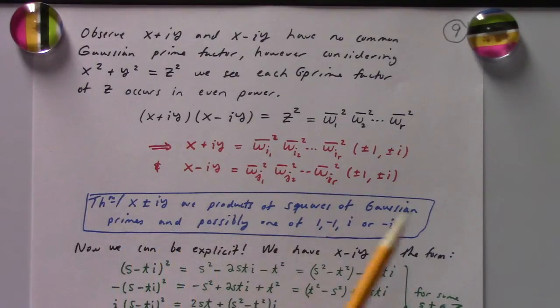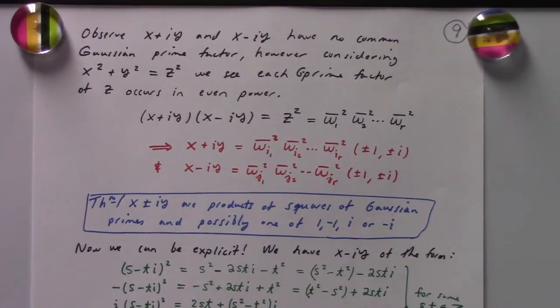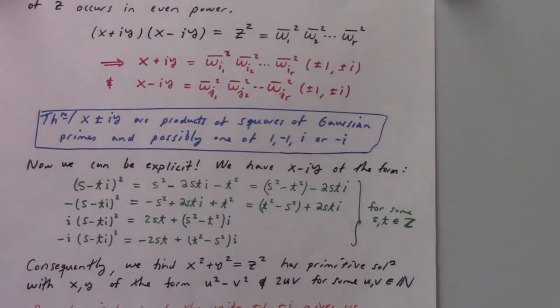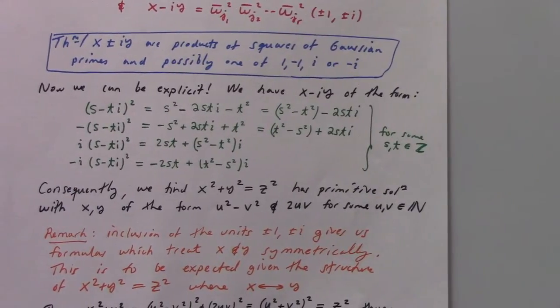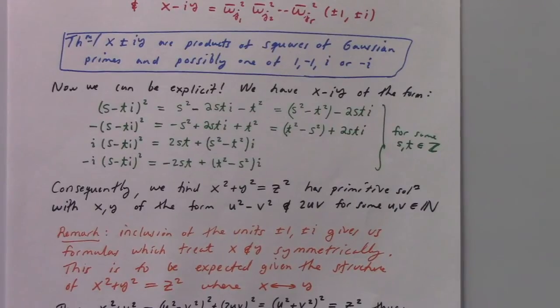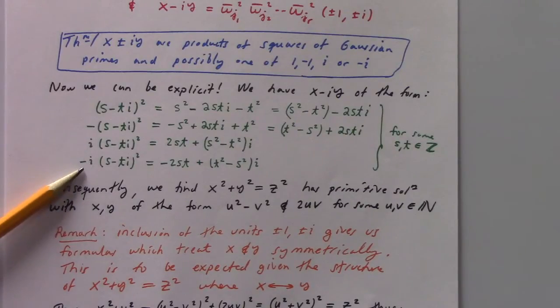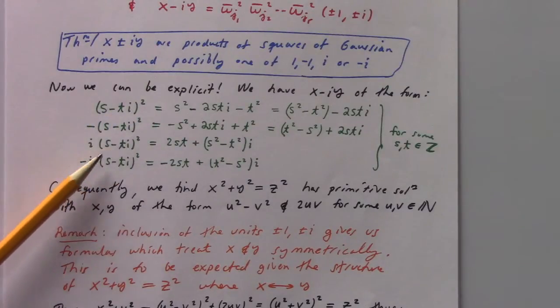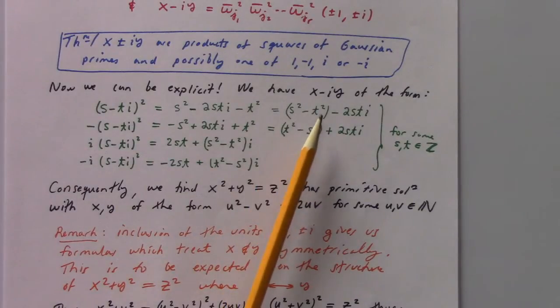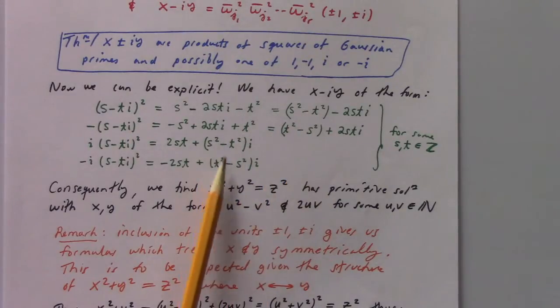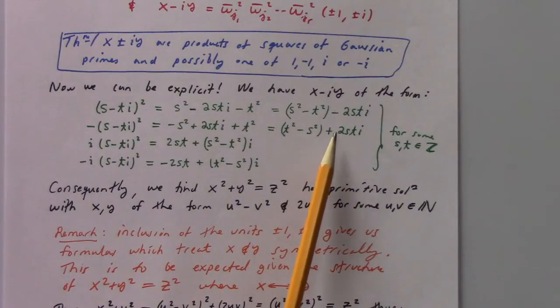x plus iy is a product of squares of Gaussian primes, possibly times one of either 1, minus 1, i, or minus i. So if you look at that, you get these four cases to think about. We just thought about one of these cases back in chapter one, which was not too bad because we actually discovered Euclid's parametric formulas anyway in the primitive case. So you either have the unit being 1, minus 1, i, or minus i, and then s minus ti squared. You square these things out and multiply it out. You either get s squared minus t squared, or t squared minus s squared, in the real part or the imaginary part. And in the other part, you either get 2st or minus 2st. So you've got these parametric formulas for the real and imaginary part.